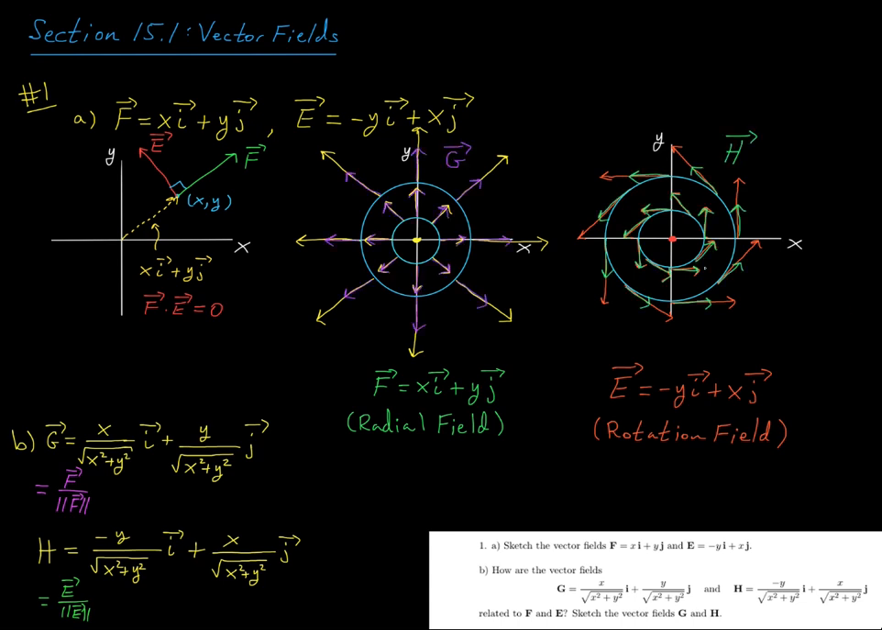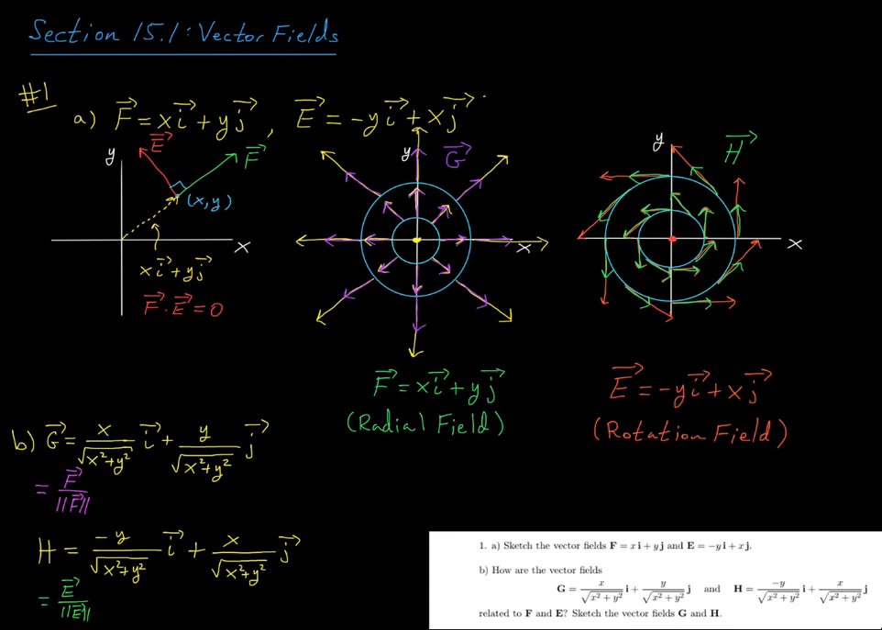Okay, so here are the sketches of these fields. So you can see they point in the same direction as the fields F and E, except no matter where you are now, you're always going to have unit length. Likewise here for green. Now, the only issue is at the origin.